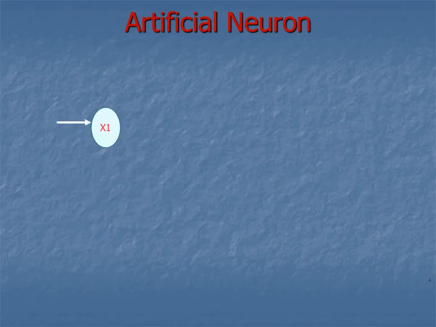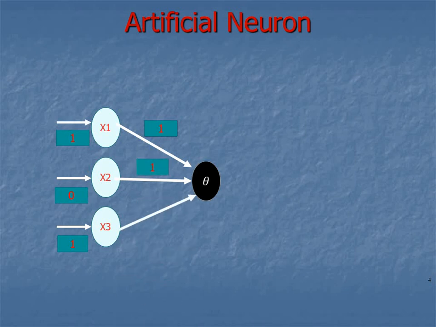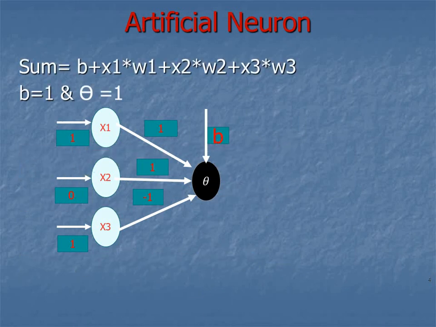Now let us have an example. As we have specified, we have a number of nodes. Let the input of the first node be 1, the second node be 0 and the third node be 1. Now we have to assign the weights. Let W1 be 1, W2 be 1 and W3 be minus 1. And we have to add the bias value.